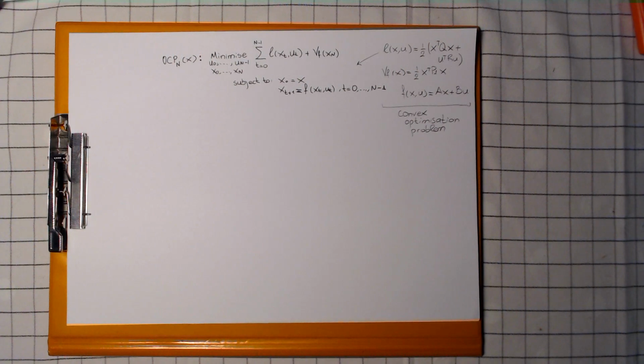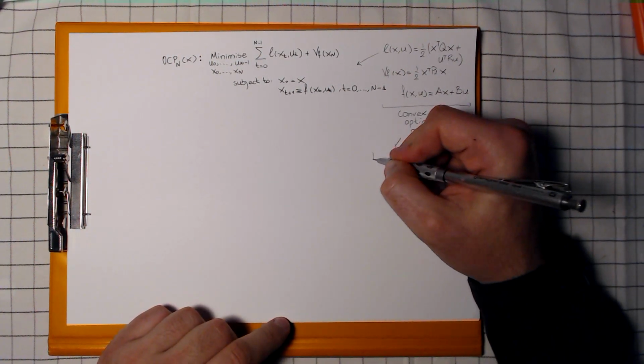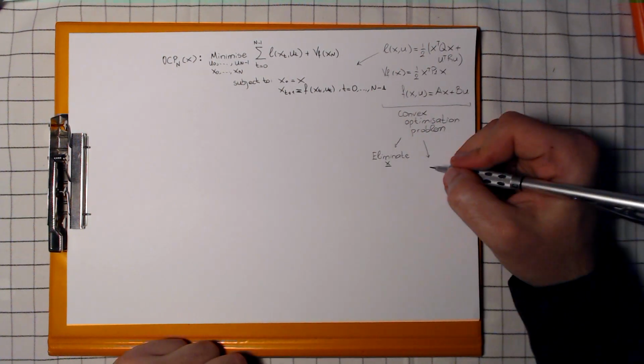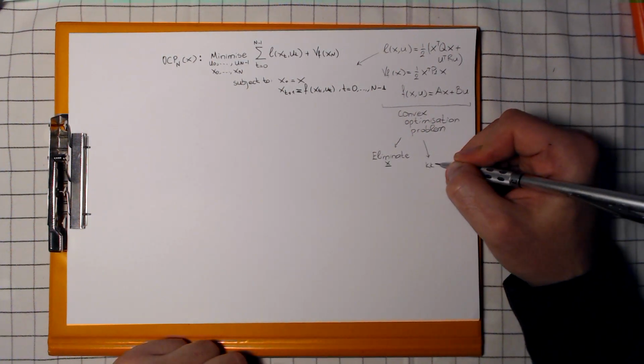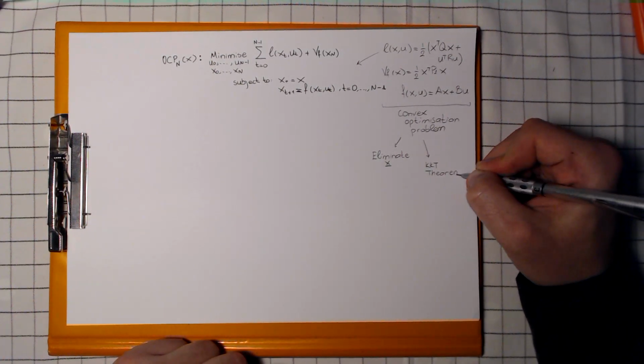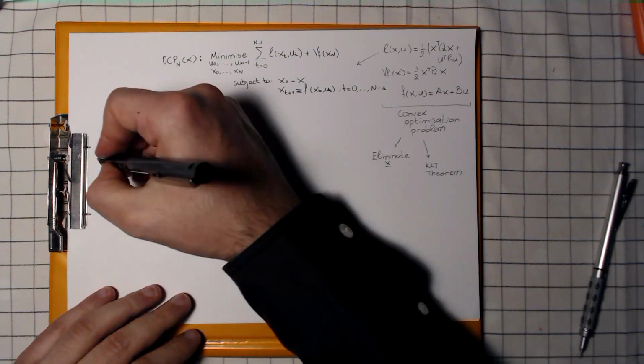And we can do all sorts of things to solve it. For example, we can eliminate the state sequence, or we can use the KKT theorem to solve it. Now, before we can say more things about this problem, we need to introduce the principle of nested optimization.